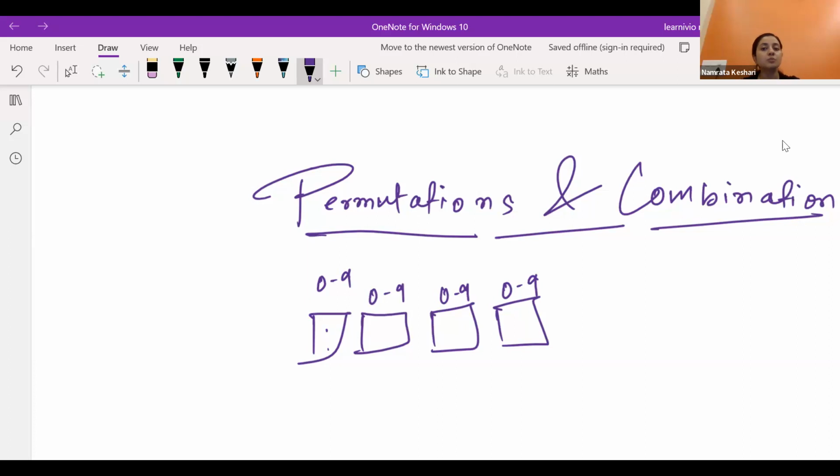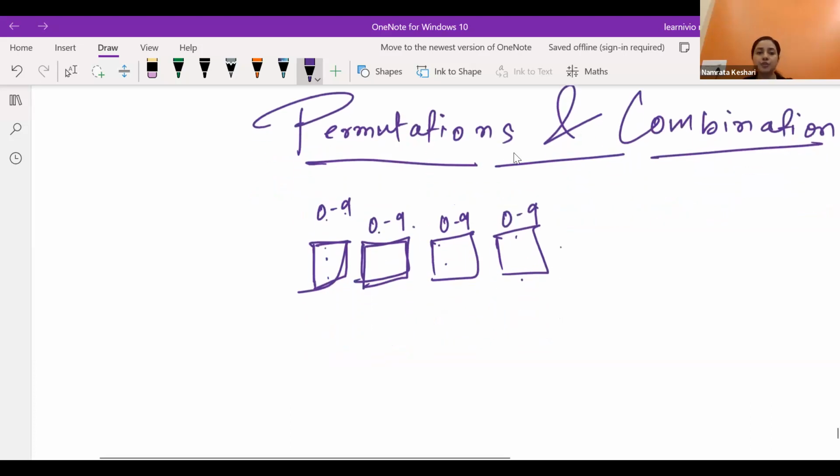How many total possible numbers will there be with the help of 0 to 9 for the first digit, 0 to 9 for the second digit, 0 to 9 for the third digit, and 0 to 9 for the fourth digit? In total, how many different possibilities will we be able to generate? That will be huge, you can understand. So that counting we will be learning in this chapter, permutations and combinations.